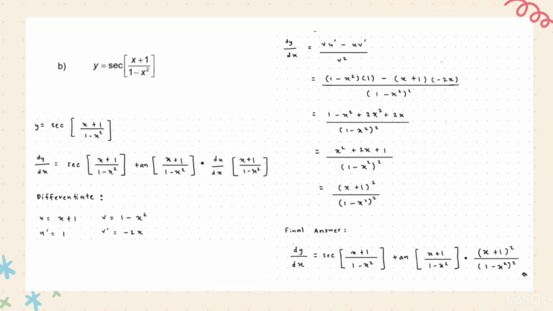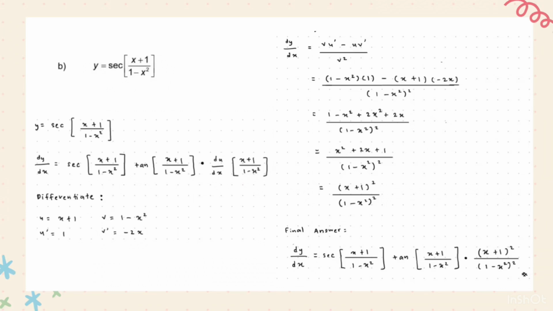Using the quotient rule, u equal to x plus 1 with u prime equal to 1, and v equal to 1 minus x squared with v prime equal to negative 2x. The quotient rule says v u prime minus uv prime over v squared. So we get 1 minus x squared times 1 minus x plus 1 times negative 2x, over 1 minus x squared.